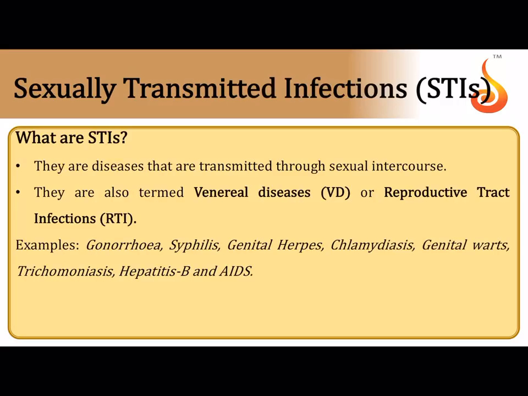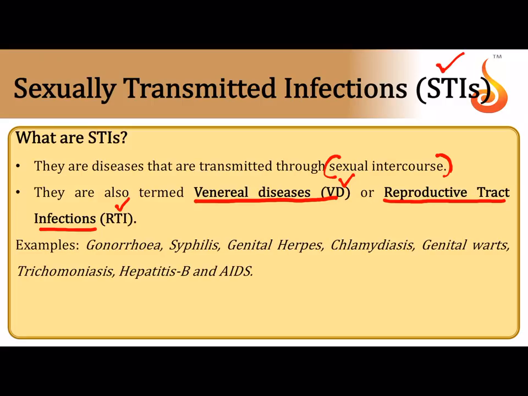We will start off with sexually transmitted infections. Sexually transmitted infections are those which are transmitted through sexual intercourse or coitus. They are also referred to as venereal diseases (VD) or reproductive tract infections. So please remember, all these are one marker questions. They will ask you to expand the abbreviation STI. So STI stands for sexually transmitted infection, VD stands for venereal diseases, and RTI stands for reproductive tract infections.